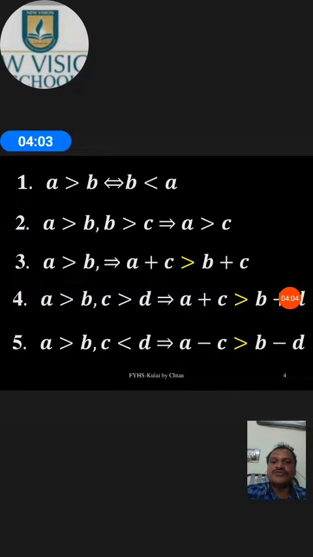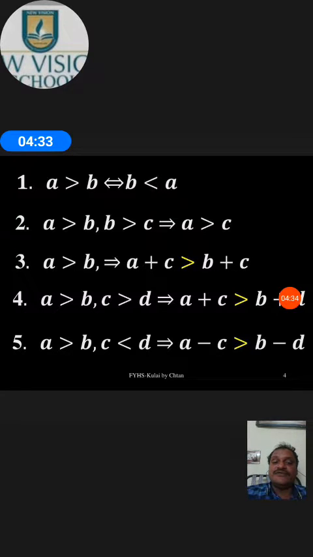Now, the fourth one, a greater than b, c greater than d, my dear students, then you can easily say that you can add both the inequalities. Left hand sides you can add separately, and right hand sides you can add separately. That means a plus c is greater than b plus d, right? a plus c greater than b plus d.